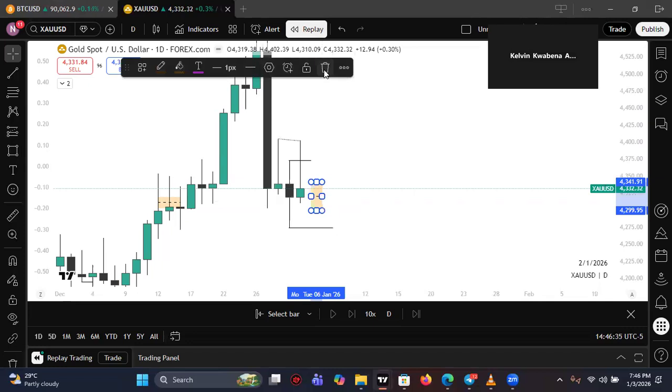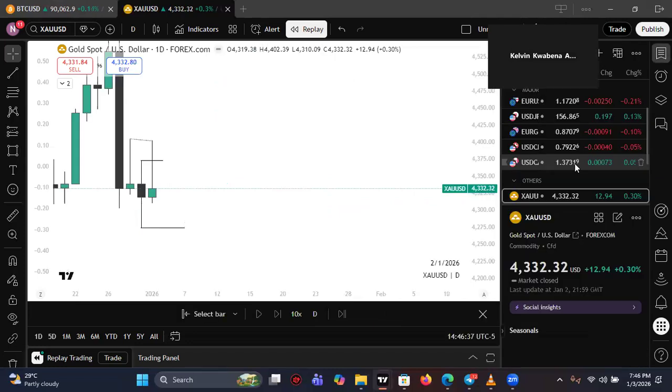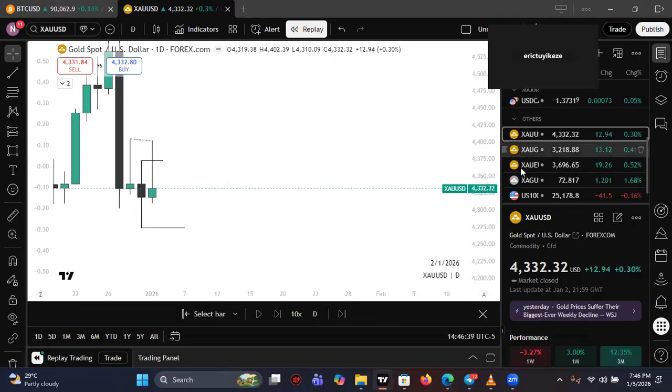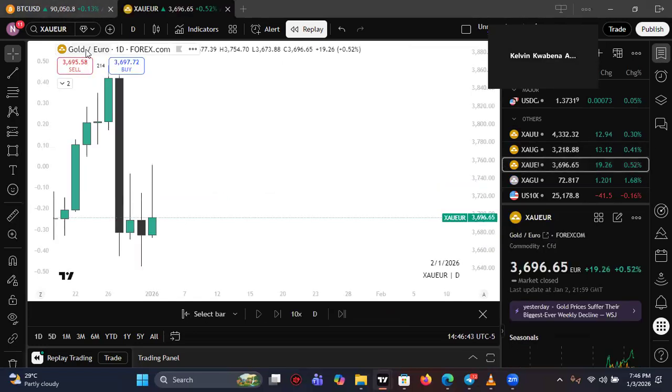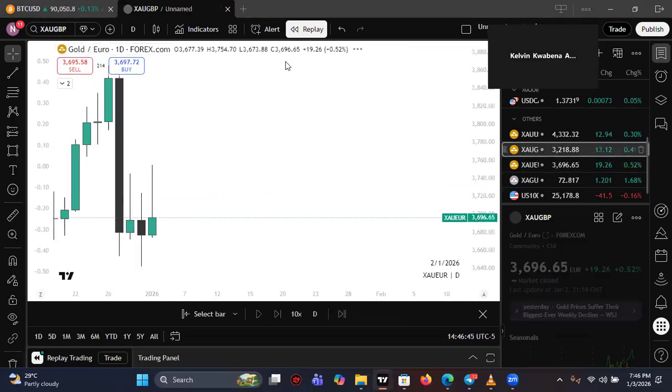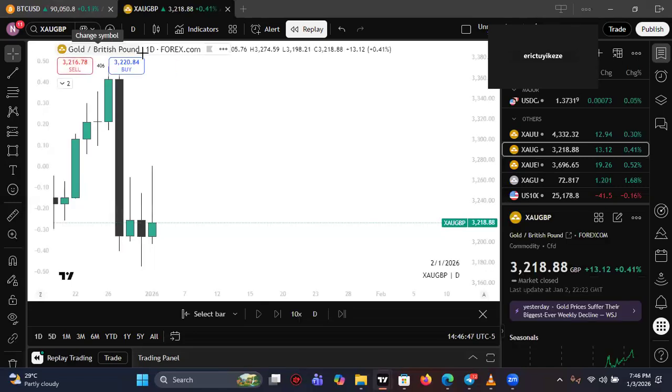Now, the pairs I used to find SMT with gold are these: XAU, EU, gold and euro, and then gold and British pound, and silver and British pound. So we'll end today's meeting here.